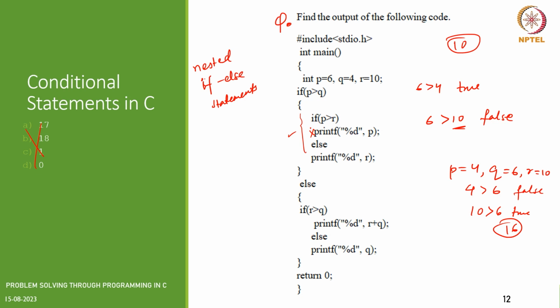Now in the else block, the first thing that you have to check is if r is greater than q, and r is 10, q is 6. Okay, so that is true. So if it is true, then the first printf statement inside the inner if block will be executed, which prints a value of r plus q, and r plus q is 16. So that will be the answer, and the else part will just be ignored.